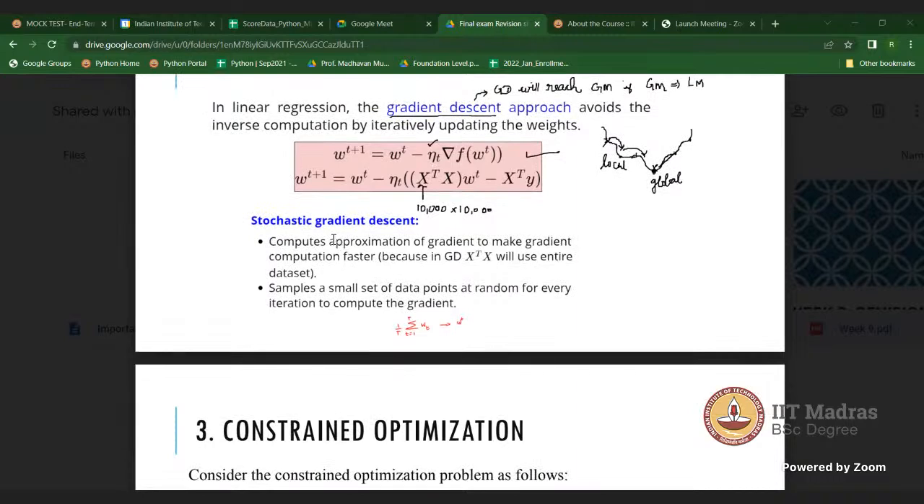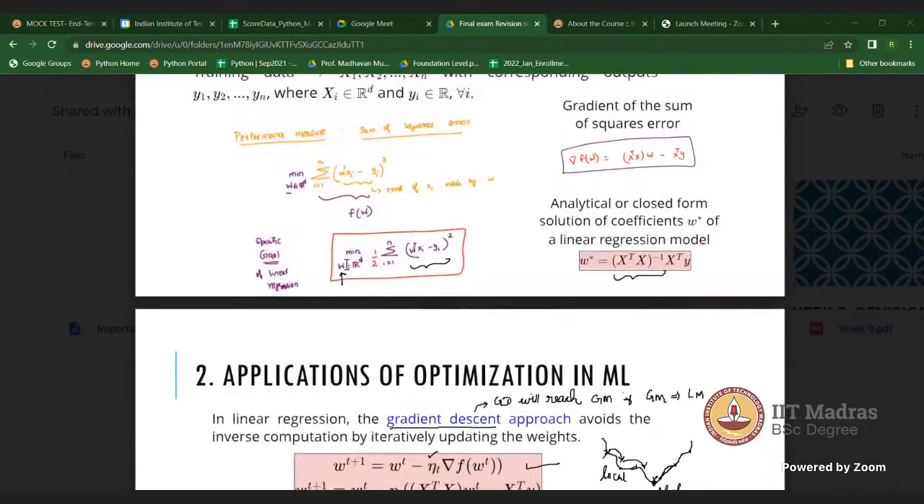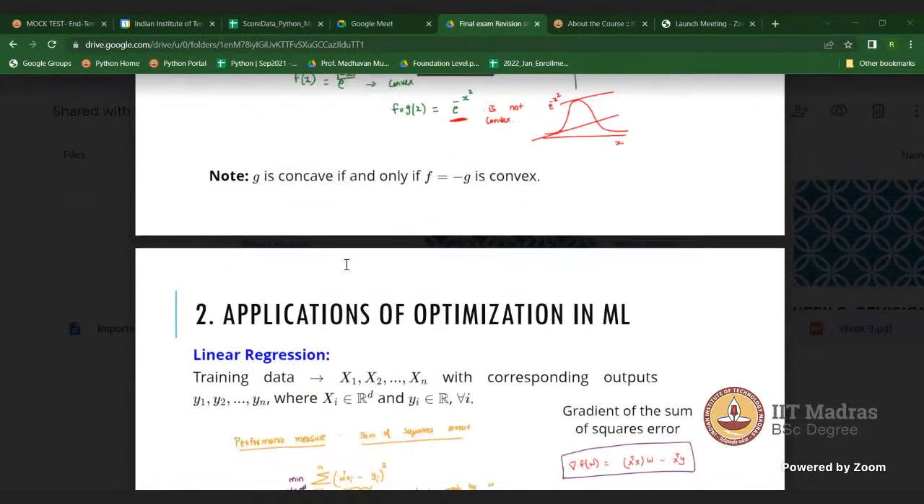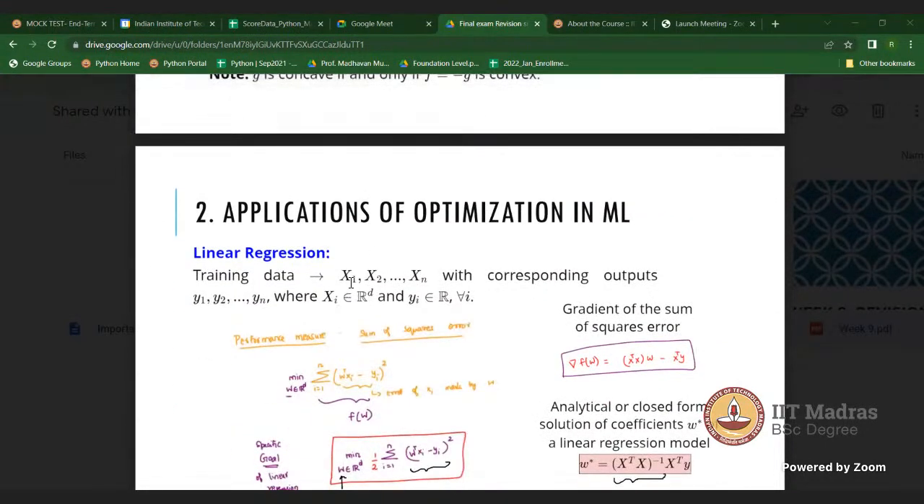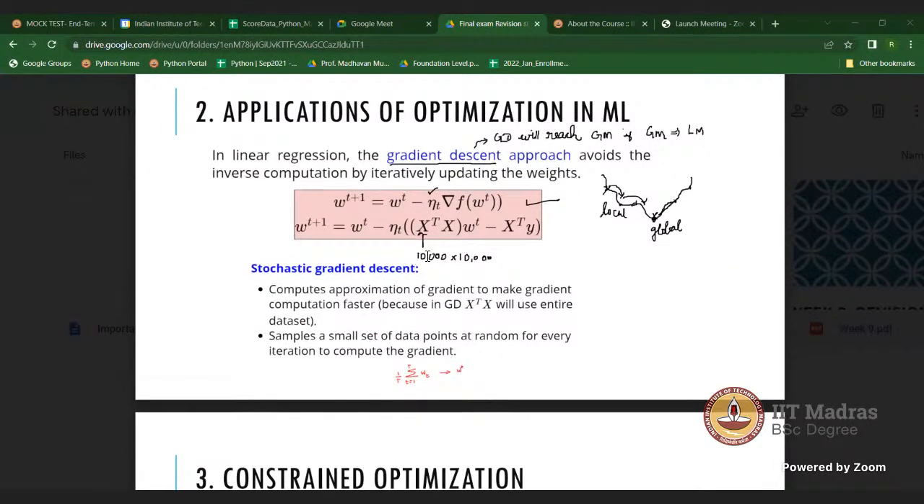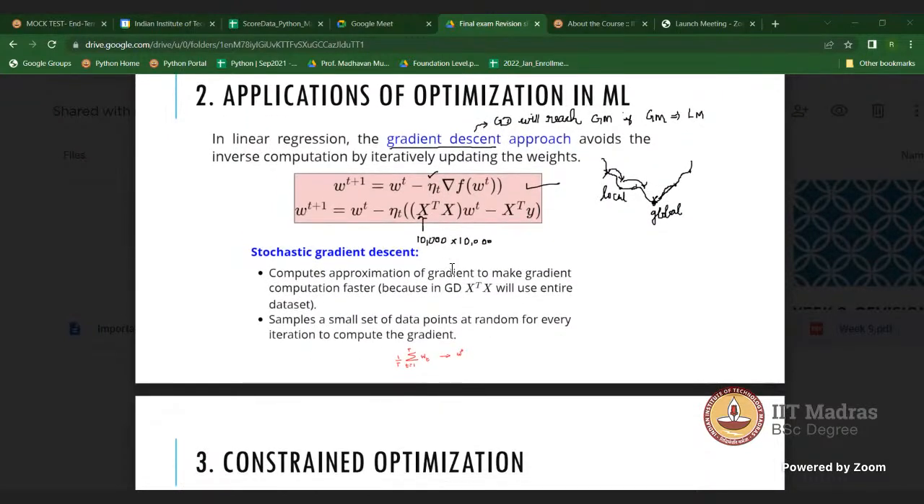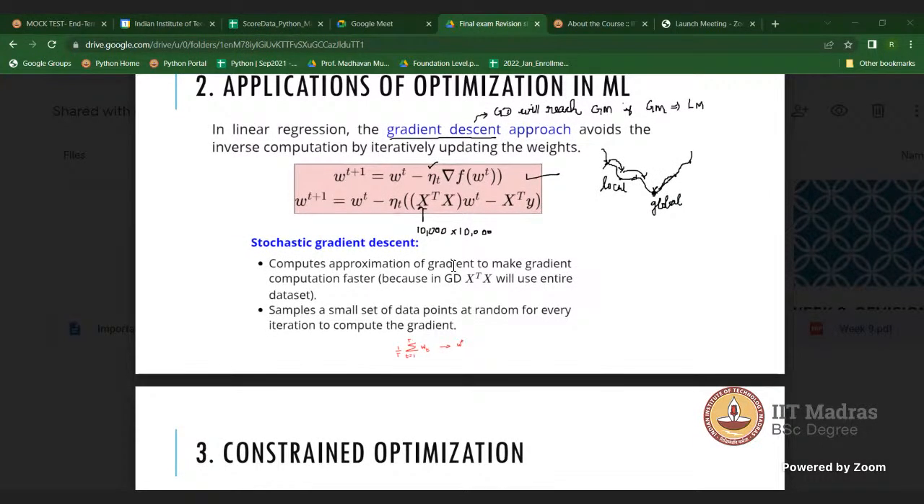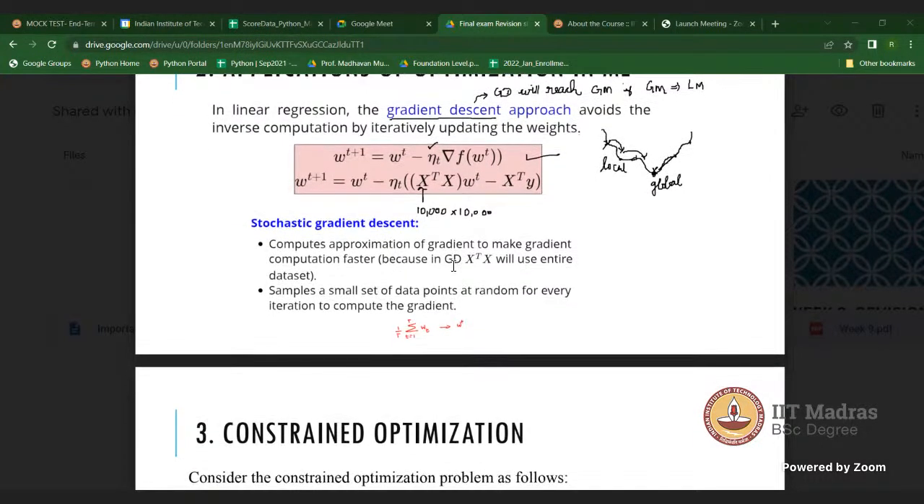Now the stochastic gradient descent method. Here, let's say I have 1000 data points, and computing over 1000 or even 10,000 data points is too much for us to solve. So what we do is take a sample of it. We won't be using the entire data. We just take a sample so that our computation will be even faster.